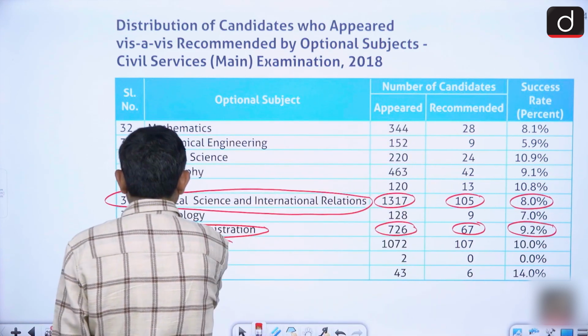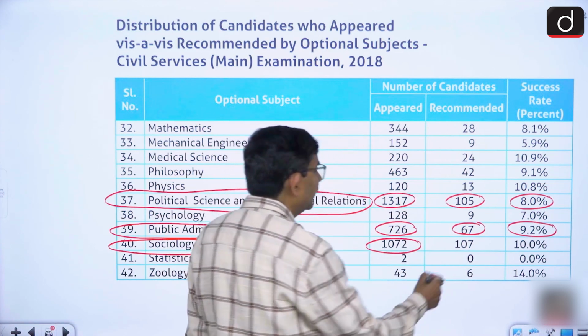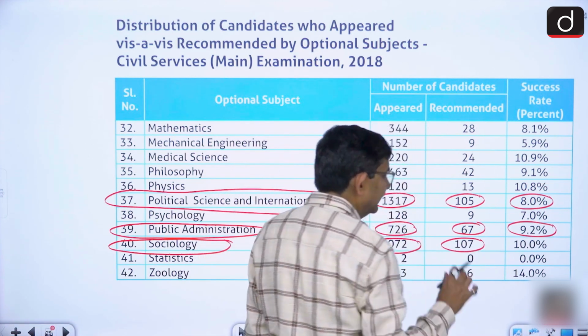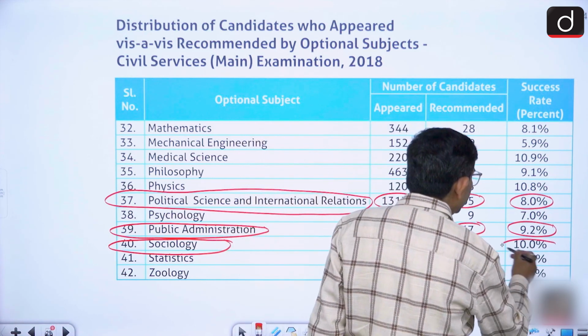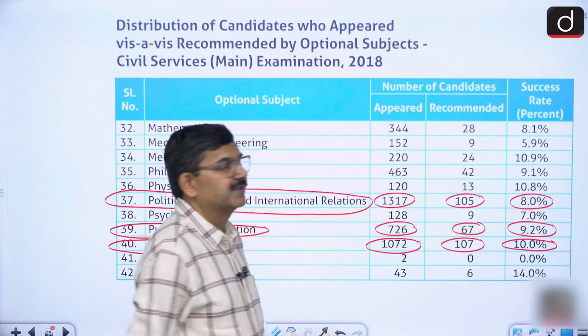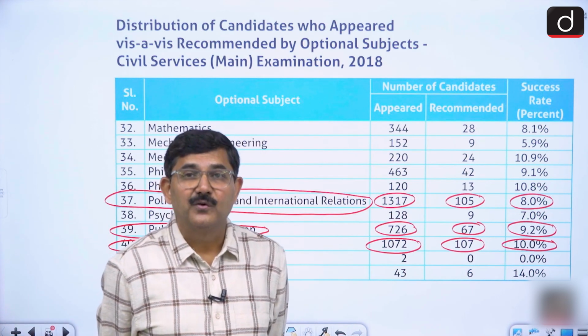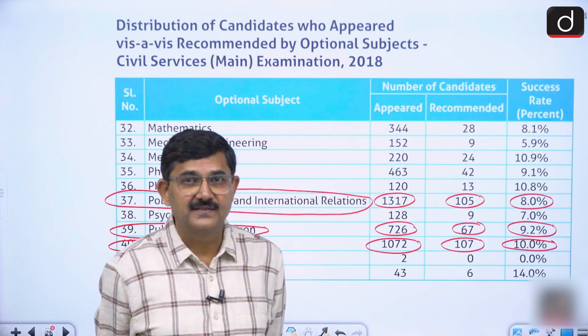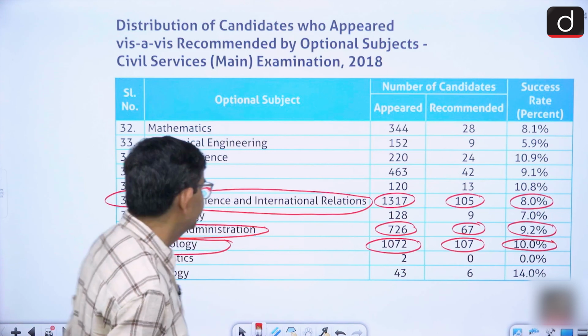And in sociology, 1072 appeared, 107 cleared this examination finally. There were successful candidates, and 10% was the success rate, and so far among the subjects we have taken, it is showing the highest success rate, 10%.